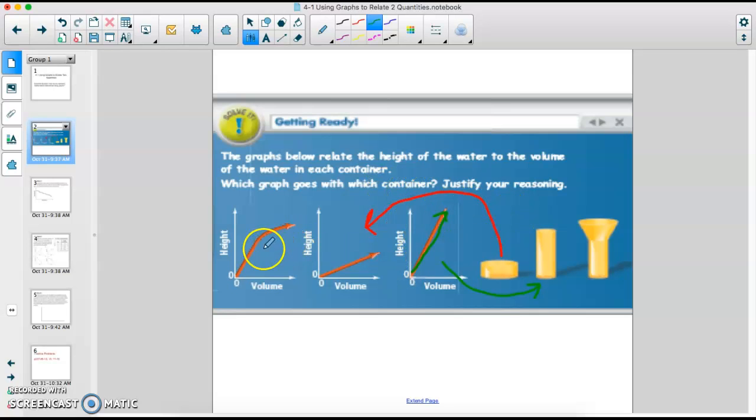Now here, let's talk about this. The shape is not constant, right? Another thing is that, as we get taller, all of a sudden the volume goes from being a constant increase to all of a sudden way more volume gets added with less height, right? So we don't have to go as high in order to get the volume we need. And so that would represent the weird shaped one.